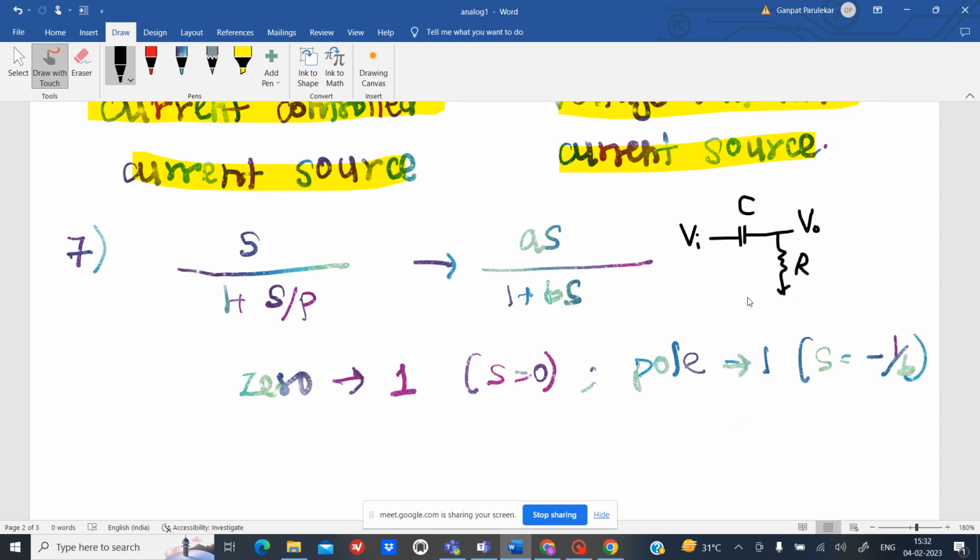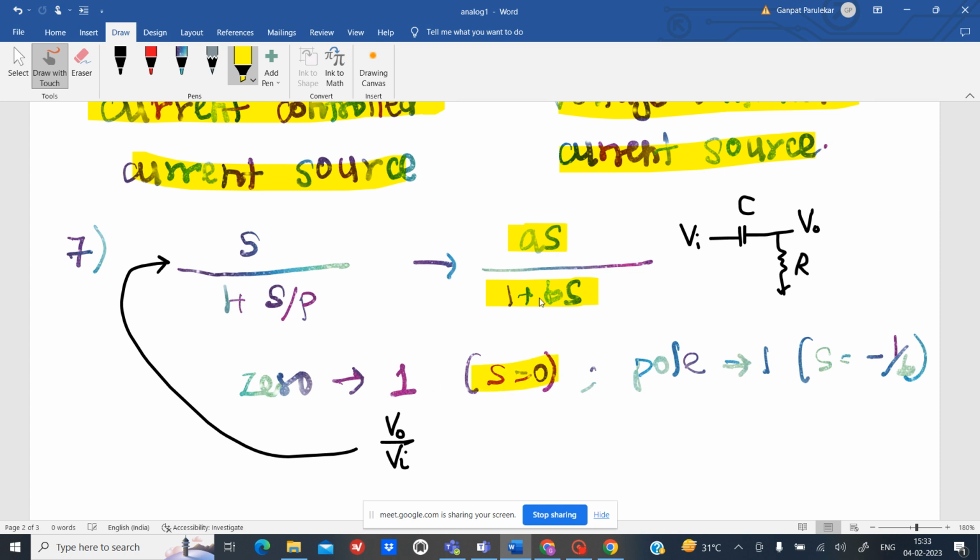If you see the transfer function VO by VI, it will have the form AS divided by 1 plus BS. Now this A and B both depend on the values of R and C. Now if you put S, so what is S? S is the frequency component. If you put S equal to 0, then what will happen?